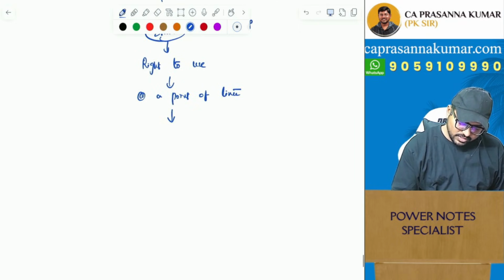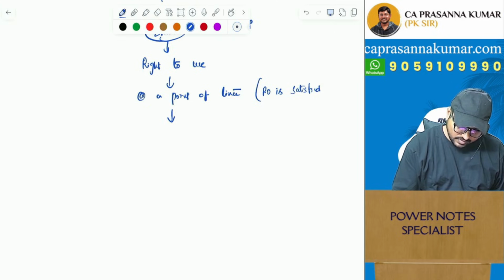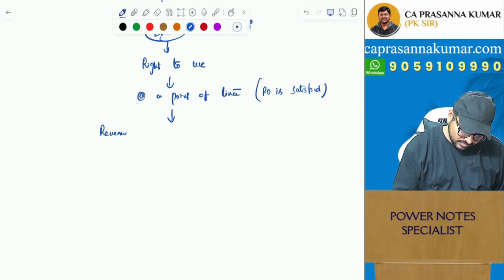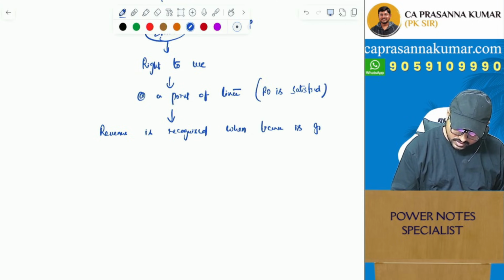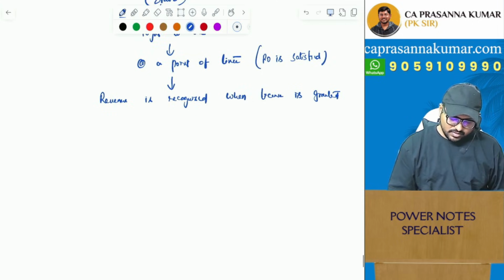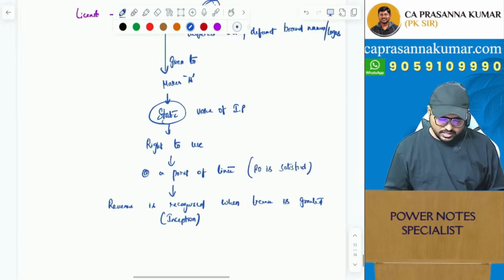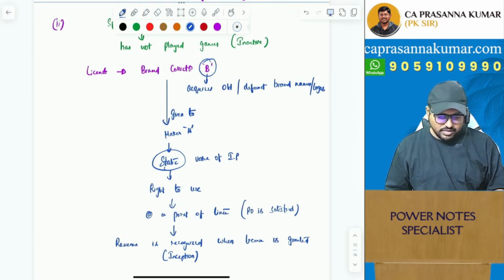So what will be your answer? PO is satisfied at a point of time. When PO is satisfied at a point of time, what will be your revenue? Revenue is recognized when the license is granted, which means at the instance of contract. It's a very, very good question.